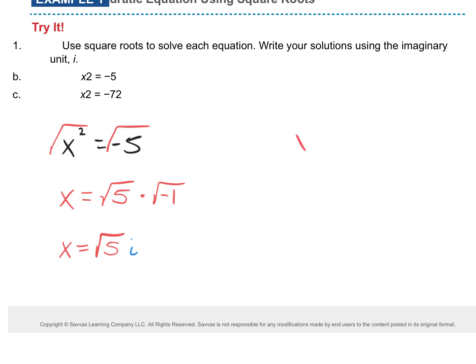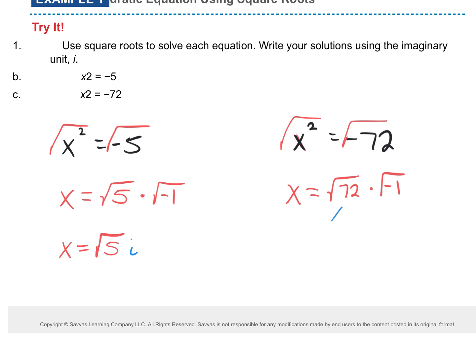That last one here, x squared equals negative 72. How do I get x by itself? Square root. How can I split up the square root of 72? The square root of 72 times the square root of negative 1. Yes. What's the square root of 72? It's 8 point something, right?